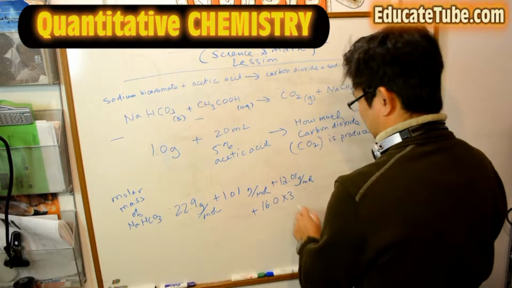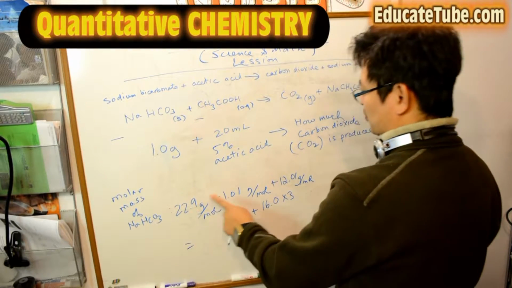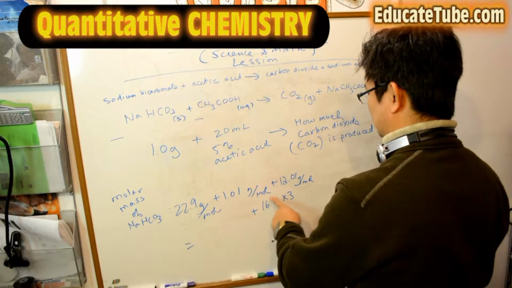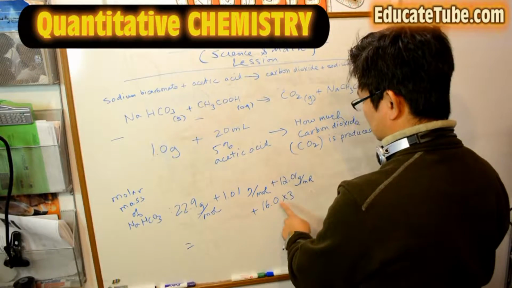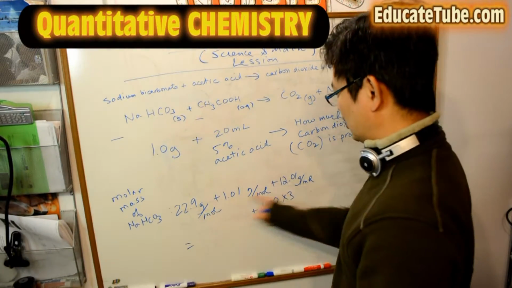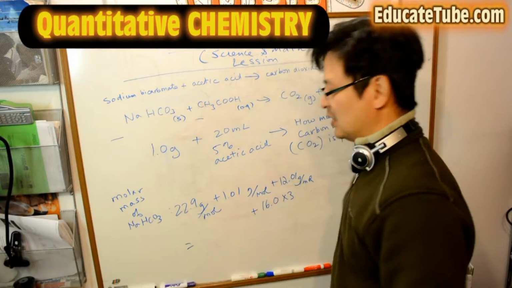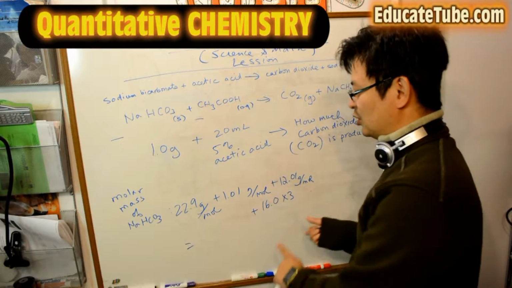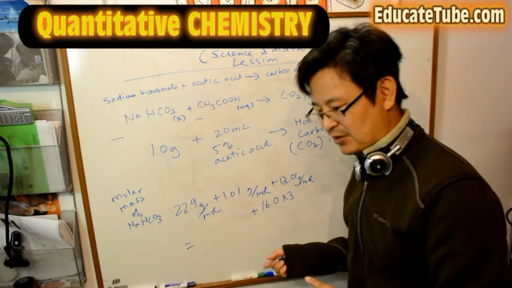Times 3, there are three of them. Then you add them up. So 22.9 plus 1.01 plus 12.01 plus 16.0 times 3. Add up the molar mass of these individual elements, and you should be able to get your molar mass for sodium bicarbonate. All right, let's do that right now.